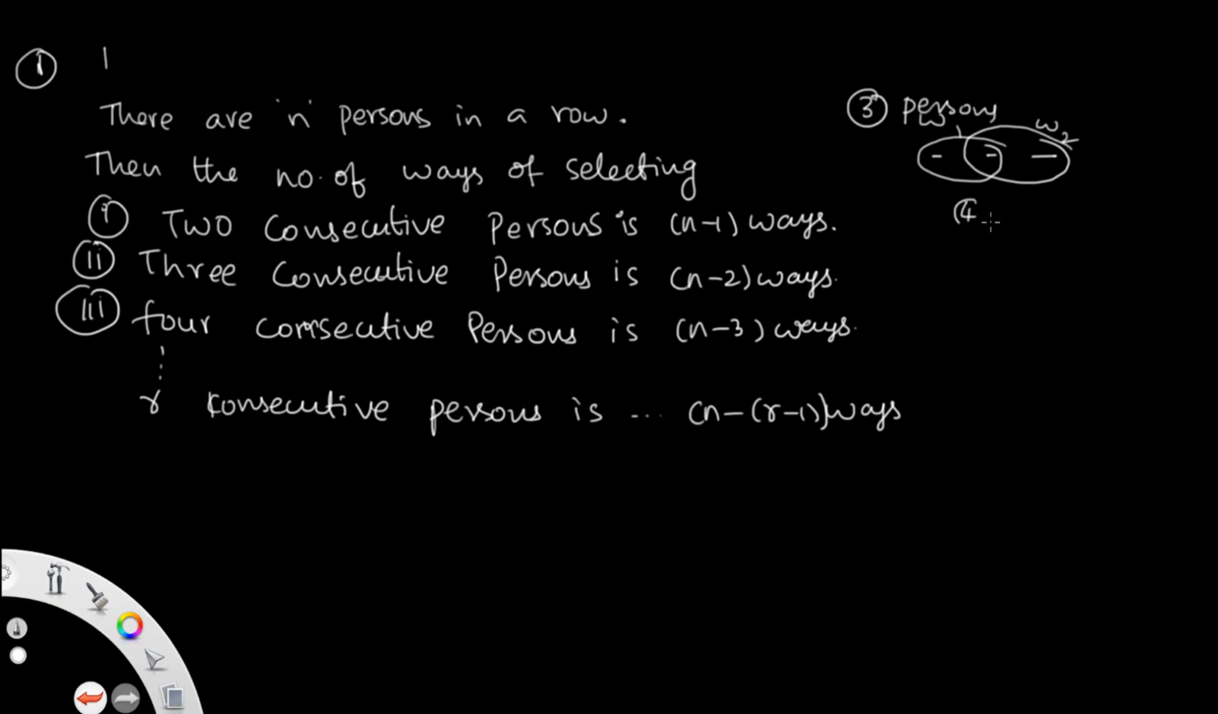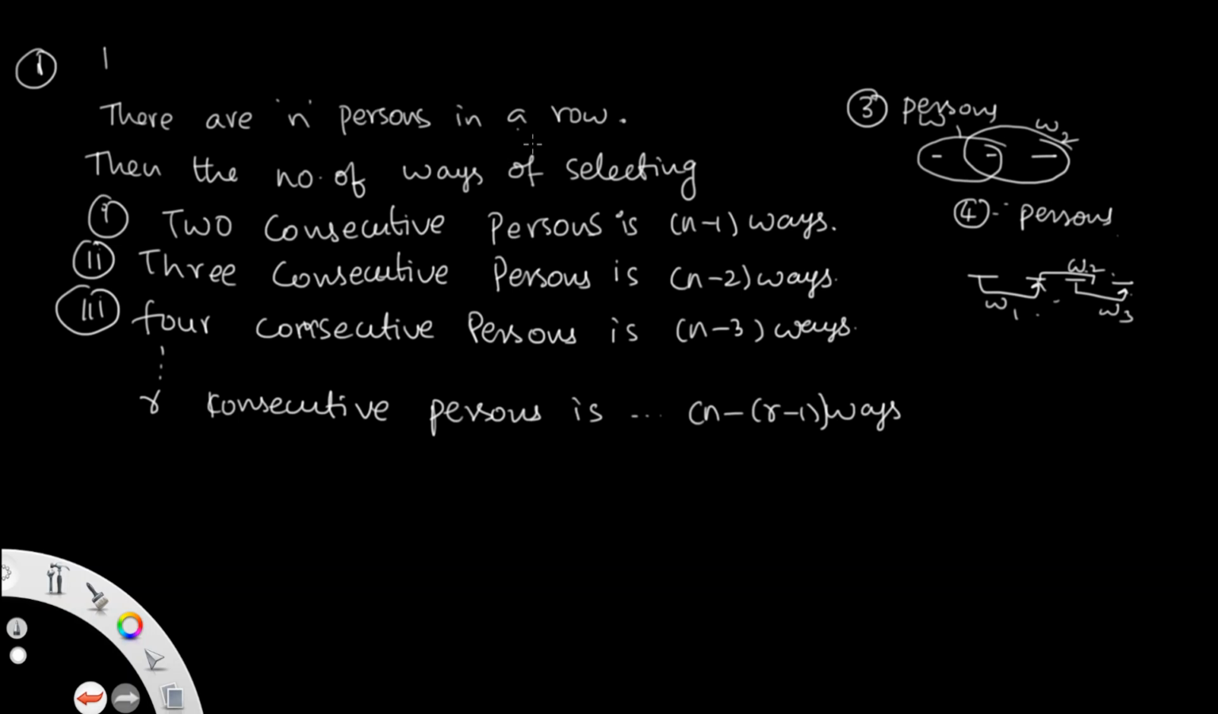Suppose four persons are there. Four persons means, let us take 1, 2, 3, 4. This is one way, this is another way, and this is another way. So this is one, this is two, this is three. If the four persons are in a row, the number of ways of selecting consecutive persons is three ways. Similarly, if three persons are there, we can select two persons in two ways.